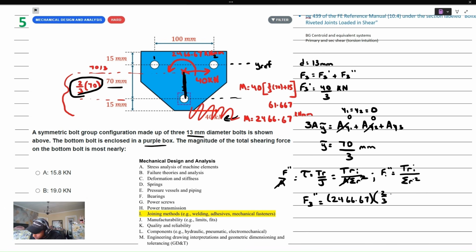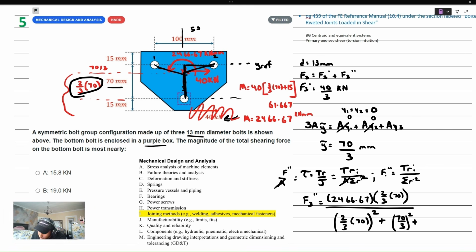2/3 of 70. And then the summation of r sub i squared. So I know that one of the distances is going to be equal to 2/3 of 70, and that is kind of our distance of interest above. And we're additionally going to add the distance right here, which is the same as the first or second one. It is just this vertical distance, that is (70/3) squared, plus this horizontal distance, and that's just going to be half of 100, or 50 millimeters here.